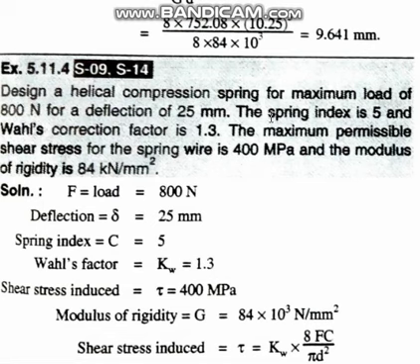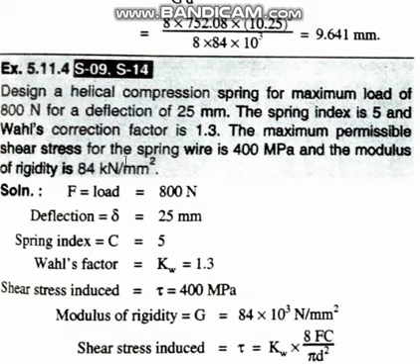Design a helical compression spring for a maximum load of 800 newtons. This is the maximum load and a deflection of 25. See, this deflection is the maximum deflection, delta maximum. This is the real delta maximum because this is the real maximum load. That means beyond 25 it won't go. Okay, the spring index is 5. This is C, 5. Wahl's correction factor is directly given as 1.3.